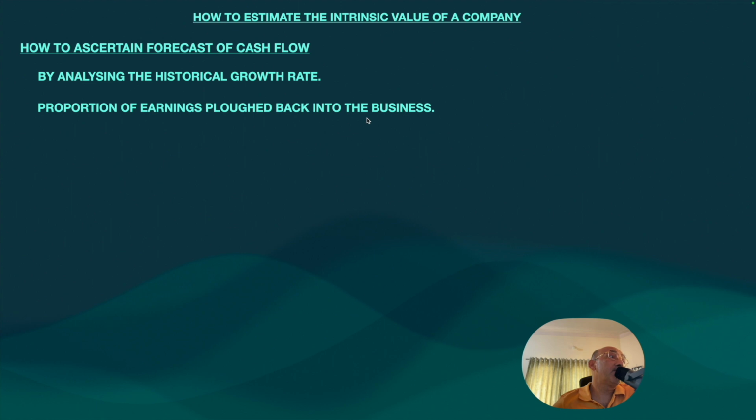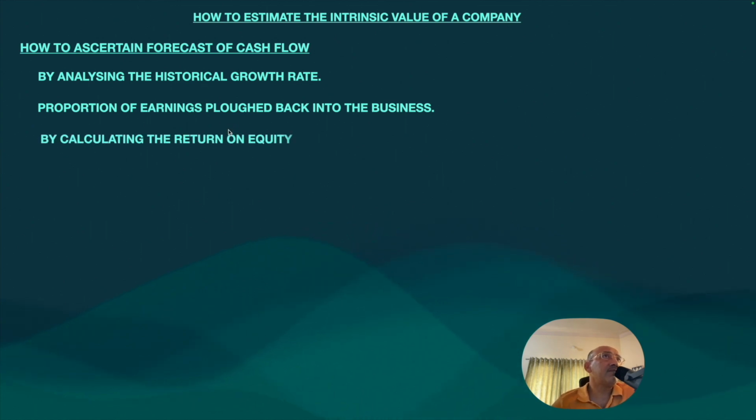That 5 rupees is plowed back and kept in reserves and surpluses, and that will be used for various activities like capex, that is expansion of the company, and various other activities. So the proportion of earnings that is going to be plowed back is also one of the concepts used for calculating the cash flow, and by calculating the return on equity. So how do you calculate the return on equity?